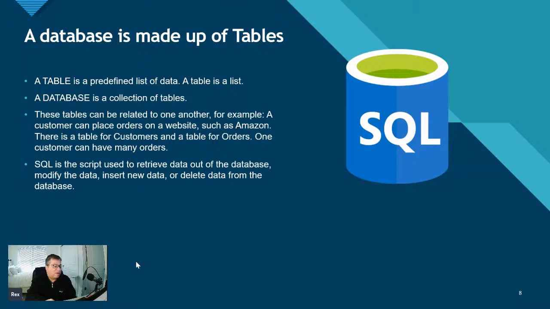For example, a customer can place orders on a website such as Amazon. There is a table for customers and there's a table for orders. So you have a table which lists all the customers, people who buy stuff on Amazon, and you have a list of all the orders which the Amazon customers place on the Amazon website. One customer can have many orders. So you can have one customer, but if he orders something every week, he has 4 or 5 different orders per month.